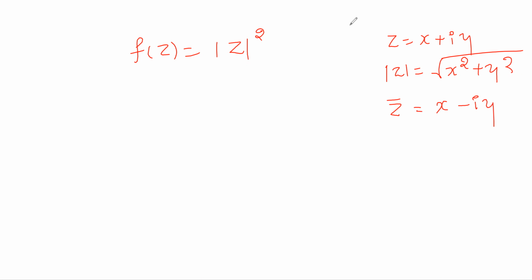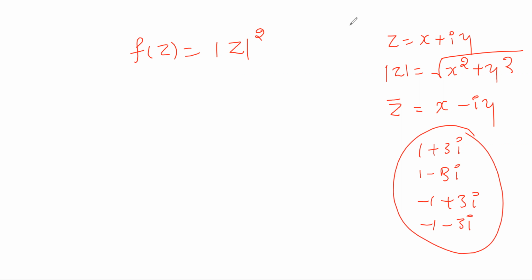That is the complex conjugate of any number. For example, if you take 1 plus 3i, the complex conjugate will become 1 minus 3i. For minus 1 plus 3i, the complex conjugate will become minus 1 minus 3i. So this is the complex conjugate. And in case you want to find the modulus of any number, take 1 plus 3i: the square root of 1 square plus 3 square. Sir, the conjugate is fine, but modulus of z?